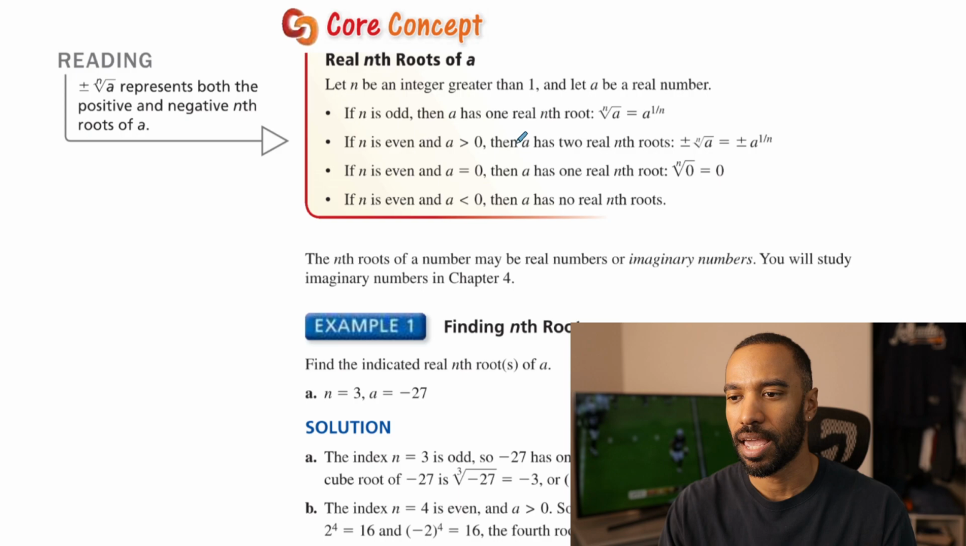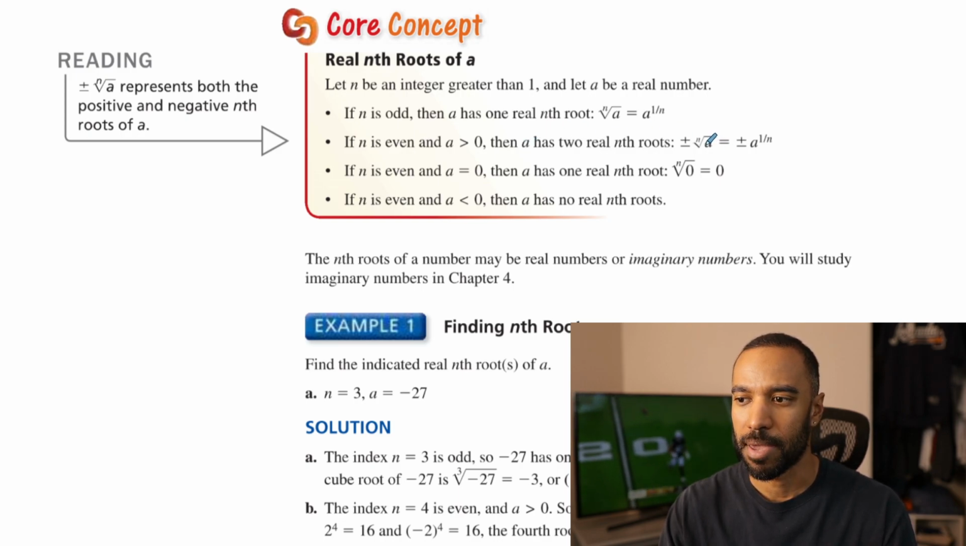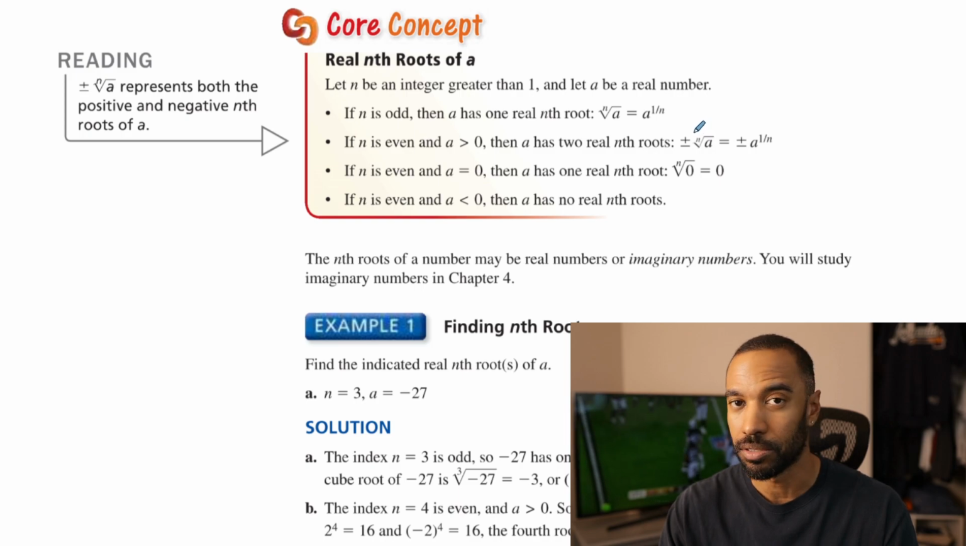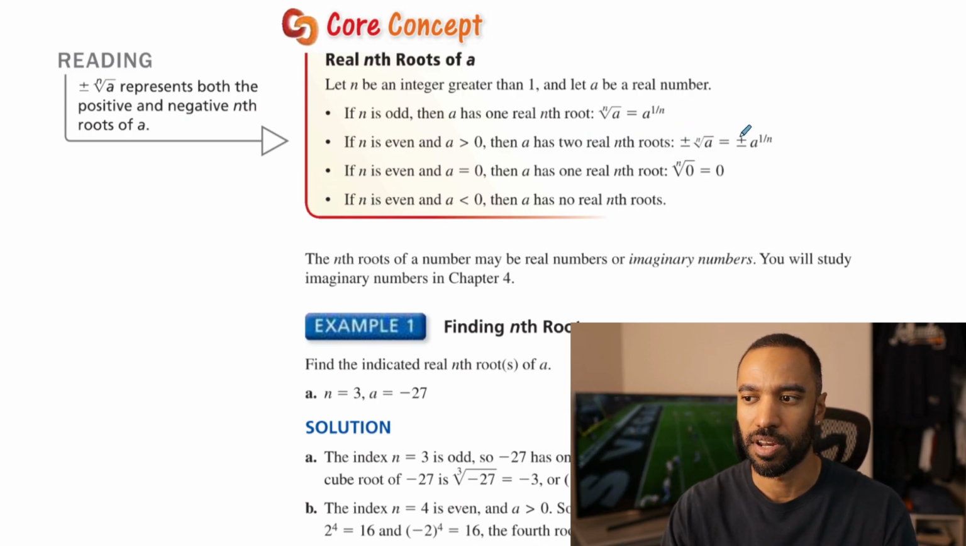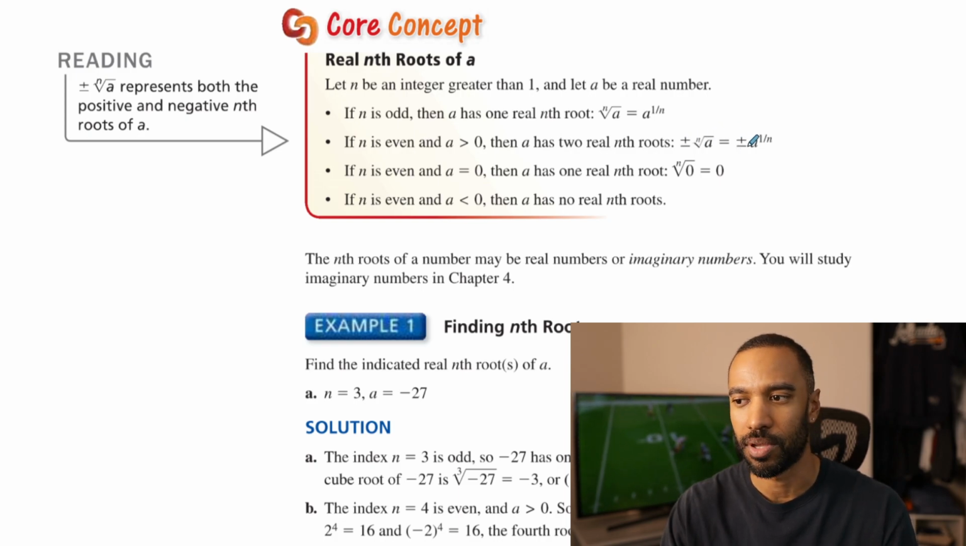If n is even and a is greater than 0, so this time a needs to be positive because we take square root, fourth root, whatever, to have a real root. You can have 2 real roots, whether you're taking the positive square root of a number, you get a positive result. Negative square root or fourth root, even root of a number, you get a negative result.